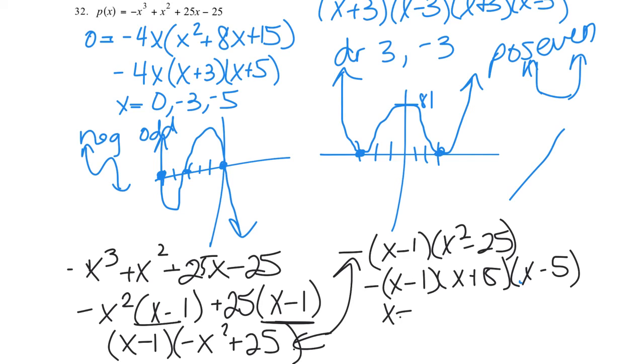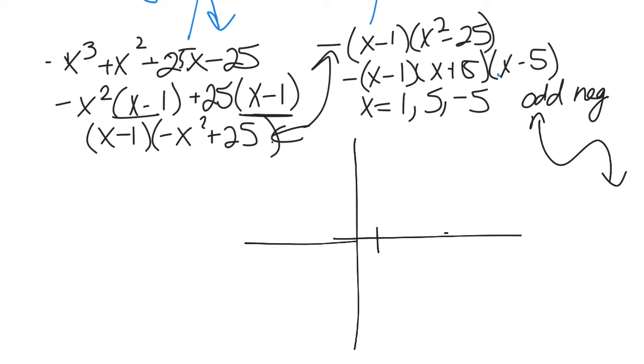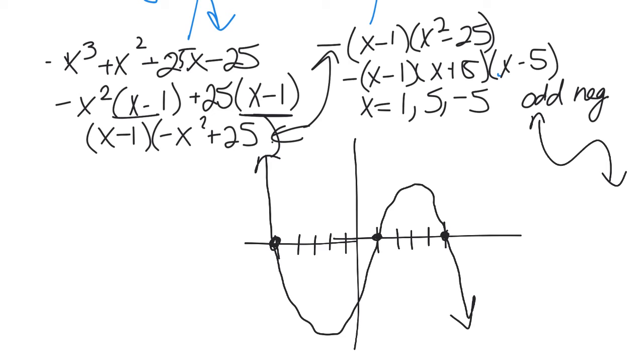And my zeros are 1, 5, and negative 5. It's odd, and it's negative. So when I graph it, it's going to start in the positives and end negative. I have 1, 2, 3, 4, 5. These are my zeros. It goes through all of them. None of them are double roots. So it starts up here, goes through the negative 5, goes through positive 1, and goes through the positive 5. And wherever it passes here is negative 25, because that's my constant here.